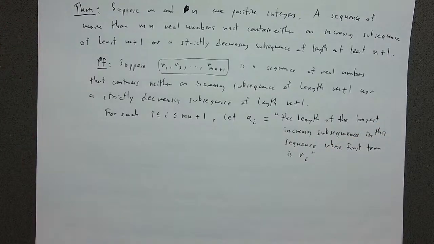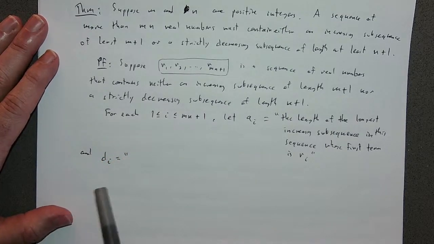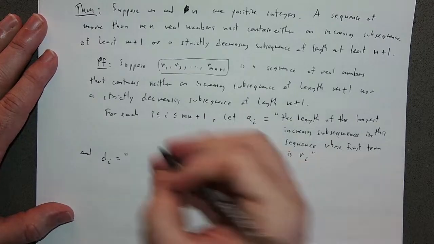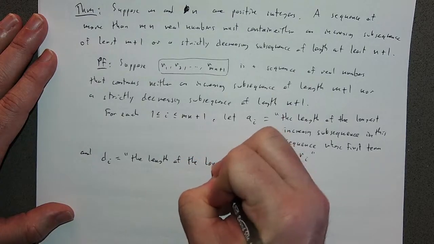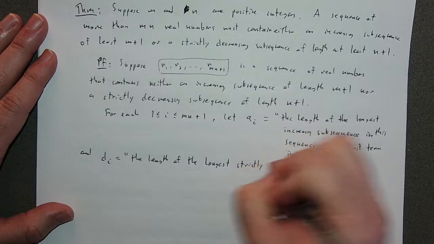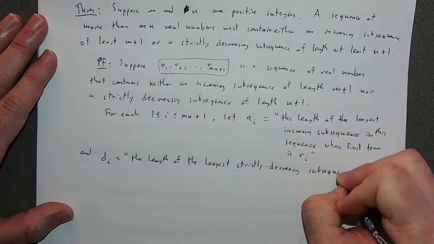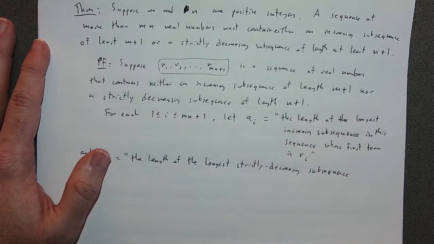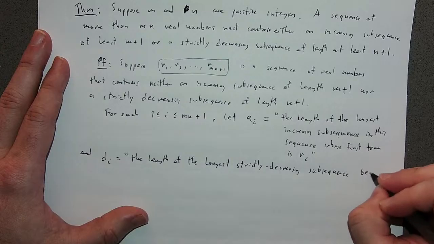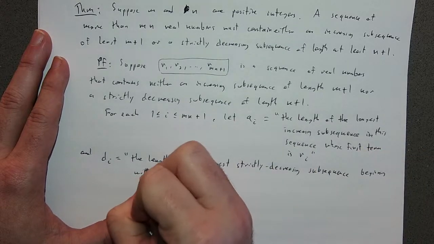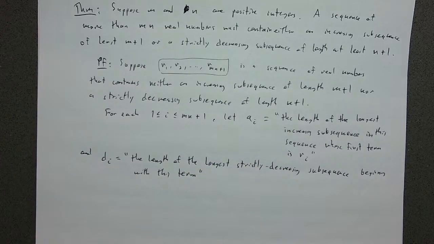And d sub i is defined to be the length of the longest strictly decreasing subsequence, also beginning with this term, r sub i.